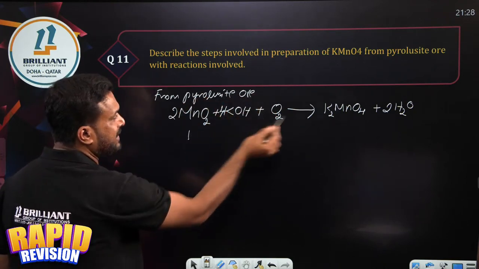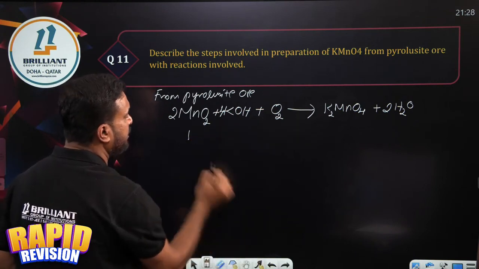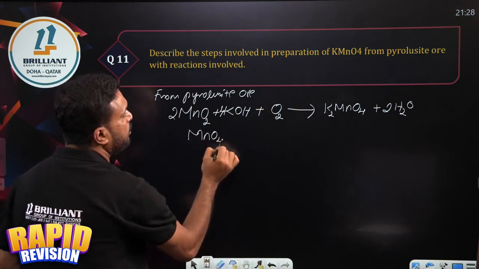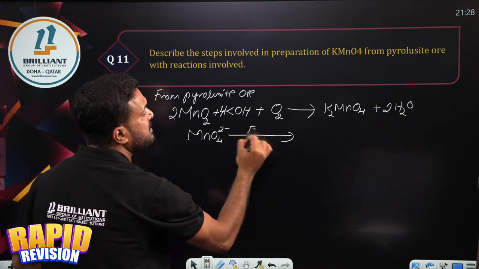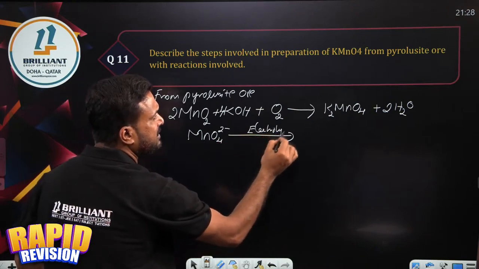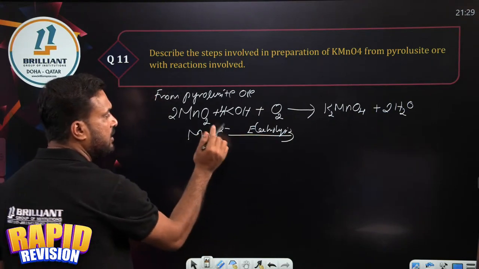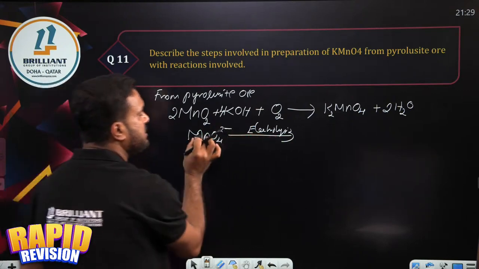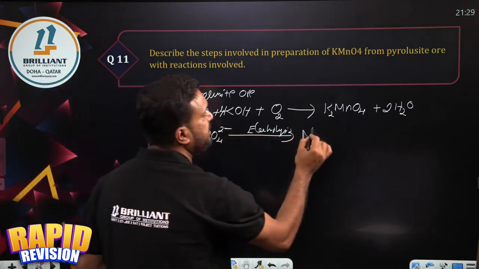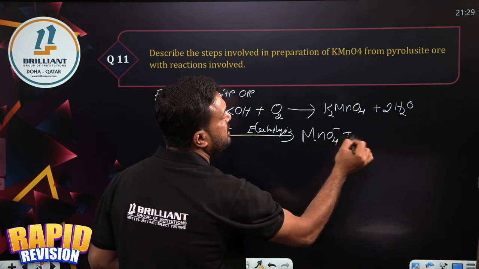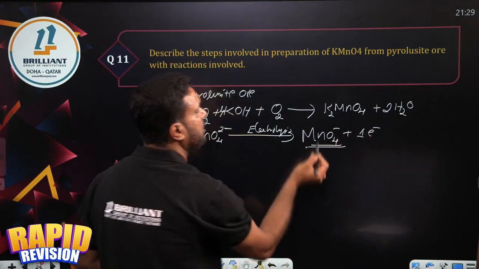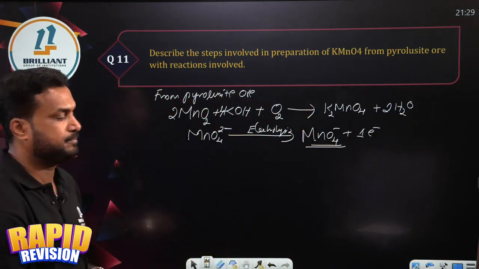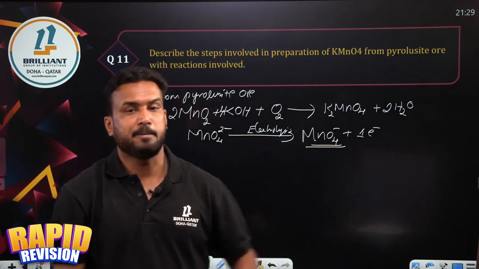Second step, you know that K2MnO4 is nothing but MnO4 2-. MnO4 2- can be electrolyzed easily. Electrolysis, a different method is there, disproportionation and electrolysis. This is easy. If you pass electricity through MnO4 2-, you will get MnO4- plus 1 electron. This is called potassium permanganate. So this is the preparation.